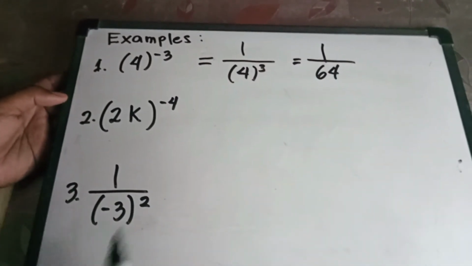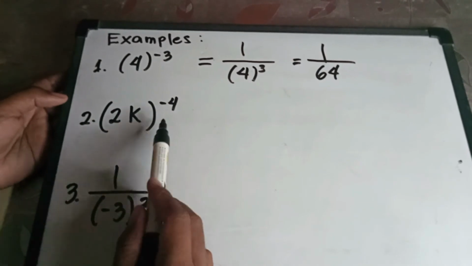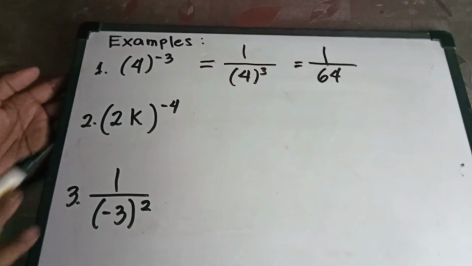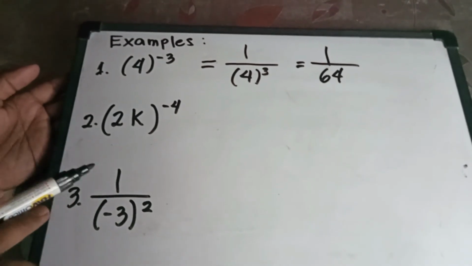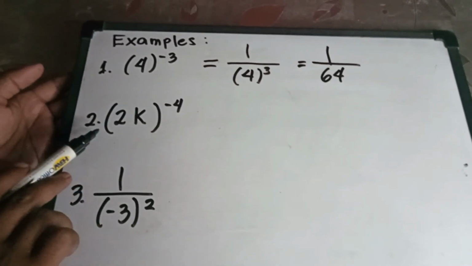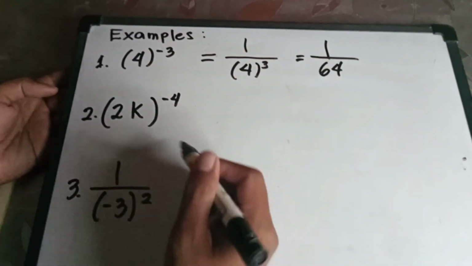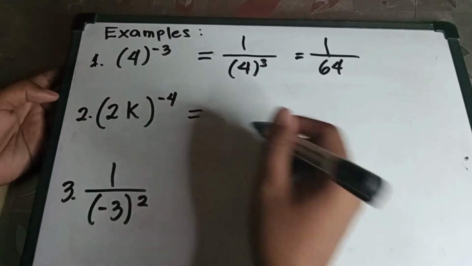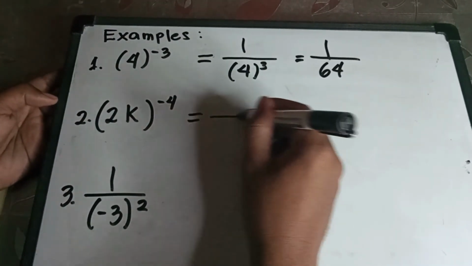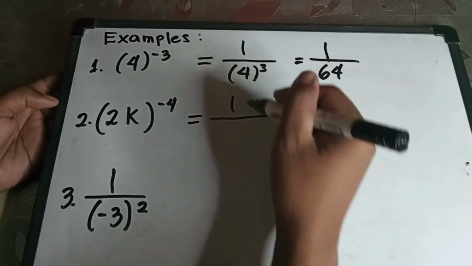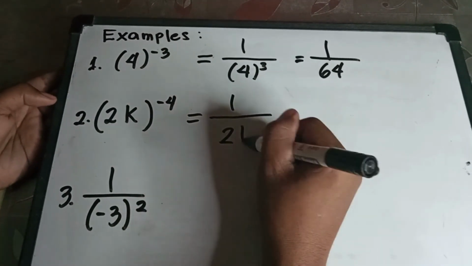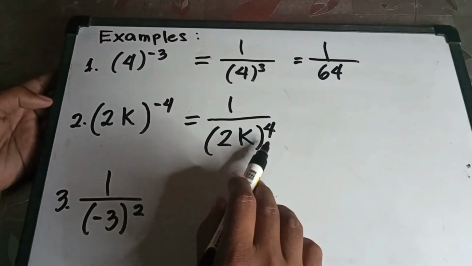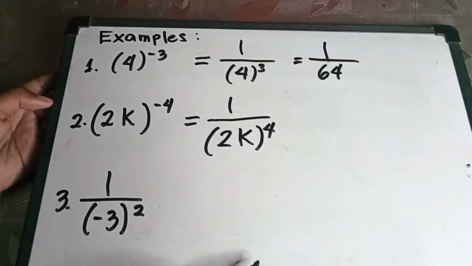Another, number 2. So, we have 2k raised to negative 4. Kung mapapansin niyo, may grouping symbols. Ito, yung parenthesis. Ibig sabihin, kasama si k dun sa nasa loob ng parenthesis. At negative 4 yung dito. So, nire-write natin to without negative exponent. So, that is 1 over 2k raised to positive 4. Bakit naging positive na to? Kasi nilagay natin siya sa may denominator.